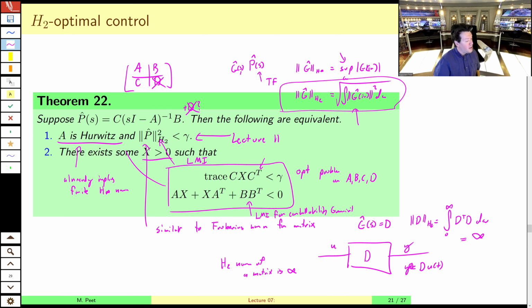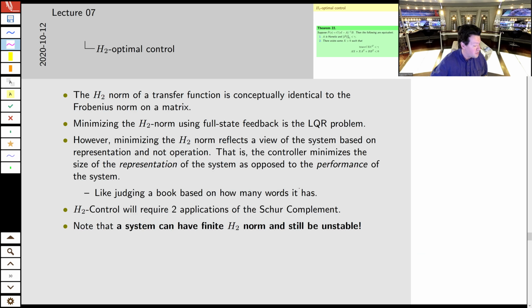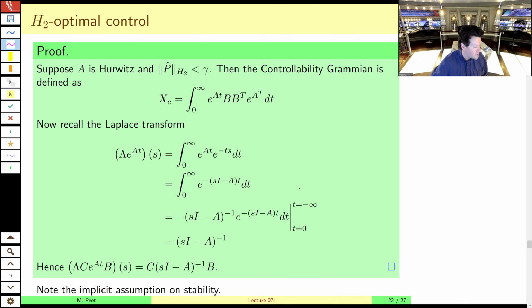Because it does connect this idea of the controllability gramian to the system transfer function representation properties, it's worth going through very briefly the proof of this, because it actually uses the properties that we've already talked about. Okay, so what's the proof? The proof is actually relatively straightforward.